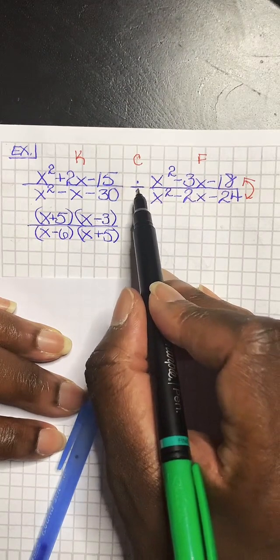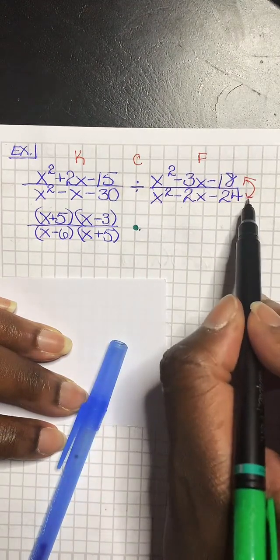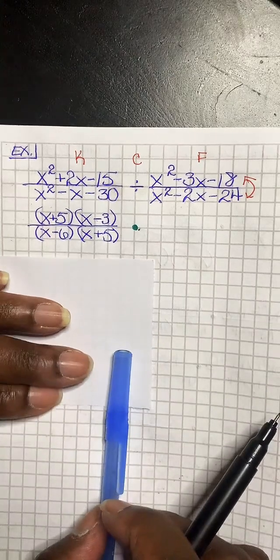So now we're going to change that division to multiplication, and we're going to flip these. So I'm going to cover this side up for a second.